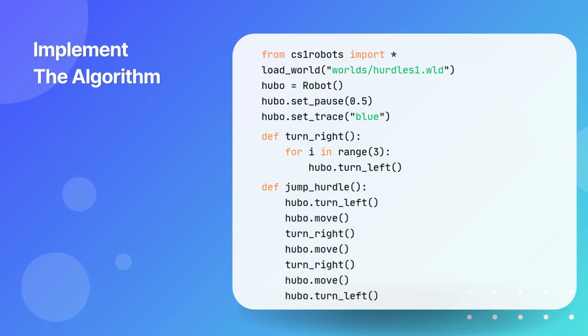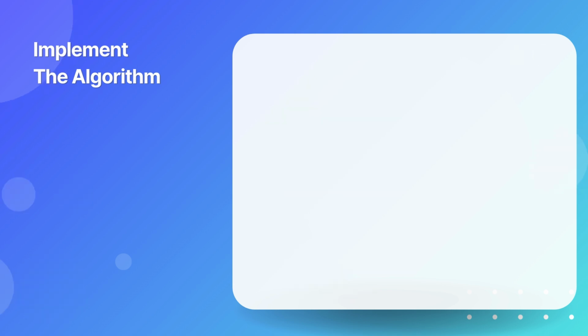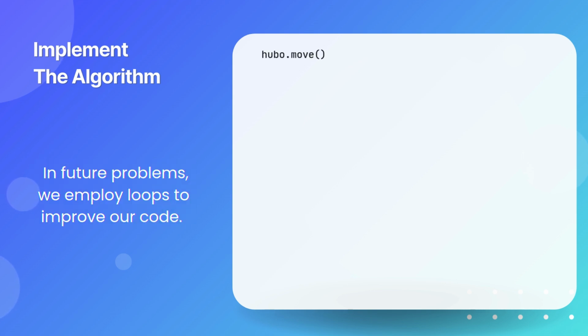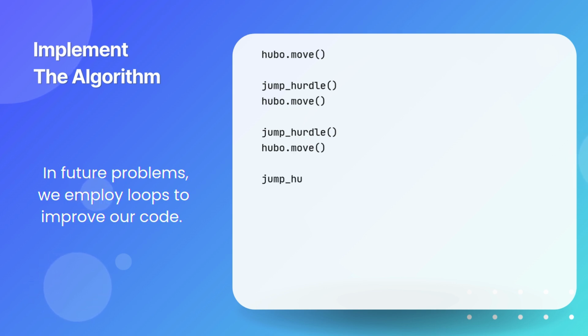Now that the robot's movement and hurdle jumping actions are modularized, the main part of the program begins. First, the robot moves forward 1 step using hubo.move, and then it calls the jump_hurdle function to navigate the first obstacle. This sequence of moving forward and jumping over the hurdle is repeated four times to handle each of the evenly spaced hurdles on Street 1.